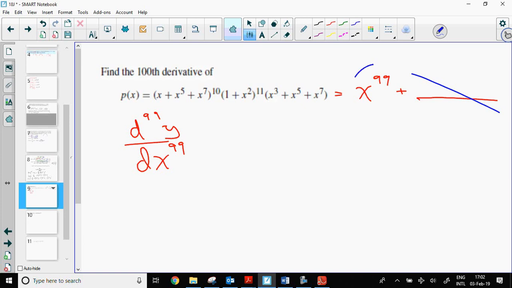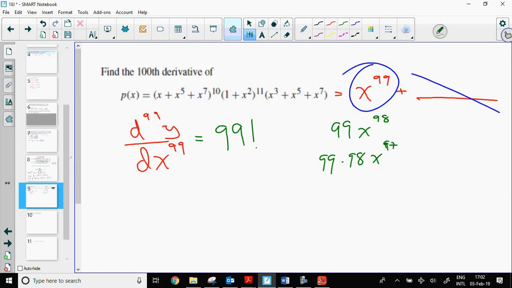What's going to be left from this one? Well, let's start to think about what its derivatives would have been. So as we take the first derivative, it's going to be 99 times x to the 98th. When we take the second derivative, it's going to be 99 times 98 times x to the 97. As I take the third derivative, oh, I see the pattern here, right? It's equal to 99 factorial.